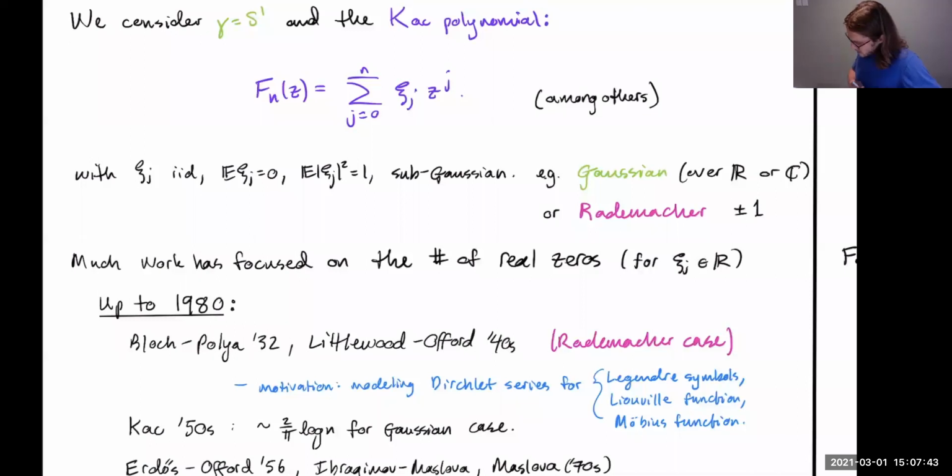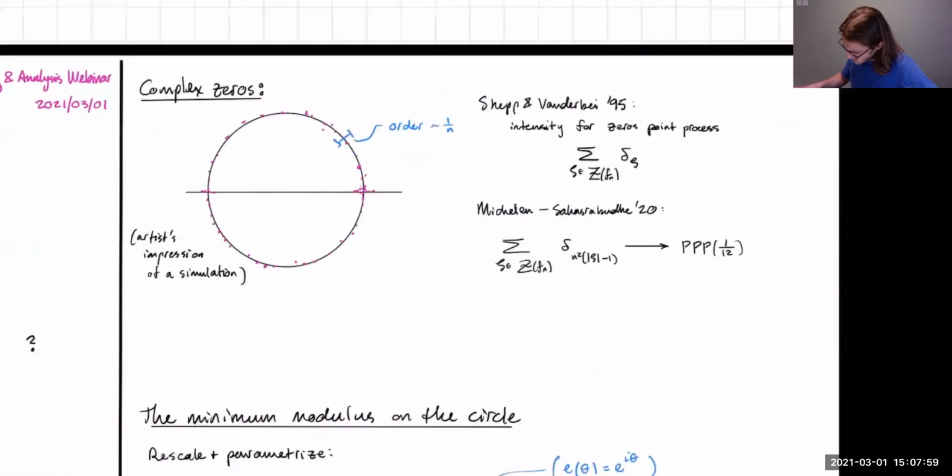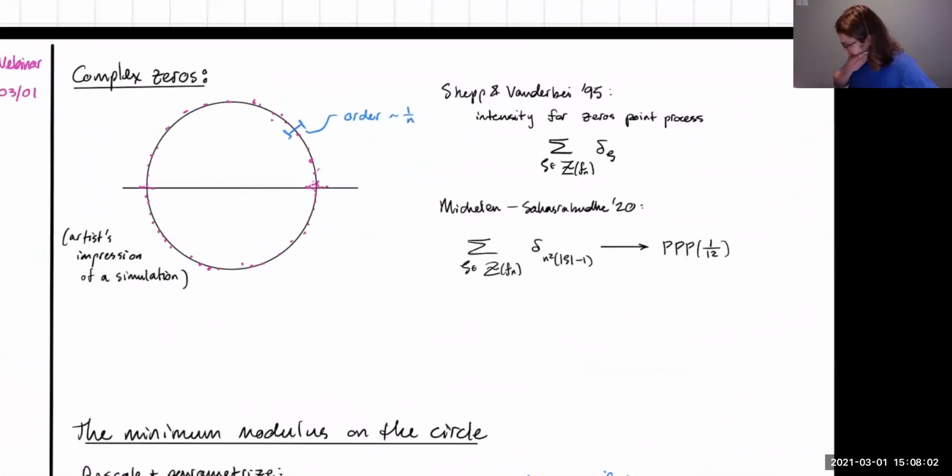But basically, these are the earliest works that started asking general questions about random polynomials, and it's really taken on a life of its own. But there's more than just how many real zeros there are. So we're looking in the complex plane. And okay, so this is sort of what it looks like. Here I'm just depicting the zeros. It's not so hard to see that most of the zeros will be at scale roughly order 1/n away from the unit circle.